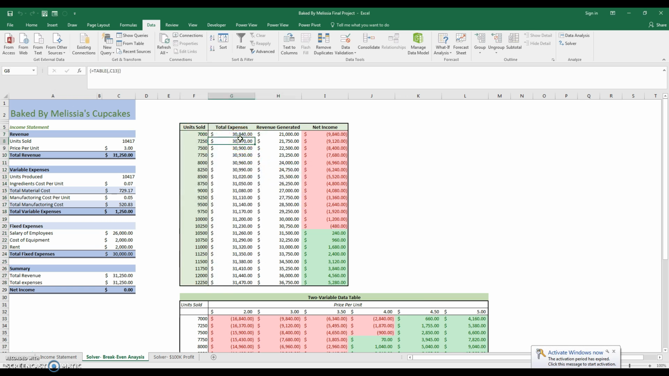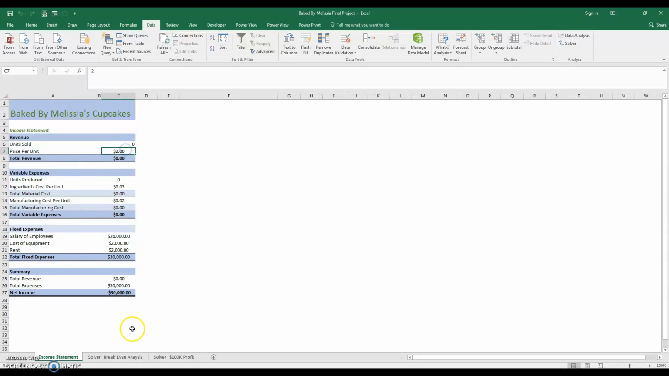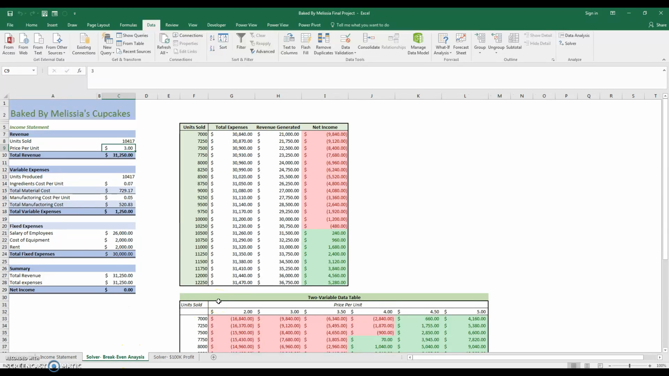So what this shows is the total expenses per unit sold, for how many units created, what's the revenue generated for the amount of units created, and finally what's the net income for creating that many units. And this just shows you how many units it takes for a normal business day. The reason why here it says $3 and on the regular income statement it says $2 is because $3 is the normal selling price that we price our cupcakes at. And I thought it would be good to see how many cupcakes we need to sell and produce in a regular given month in order to make a profit or break even.